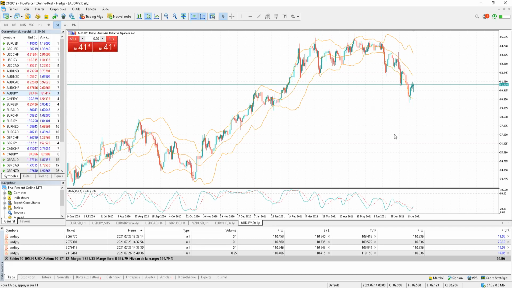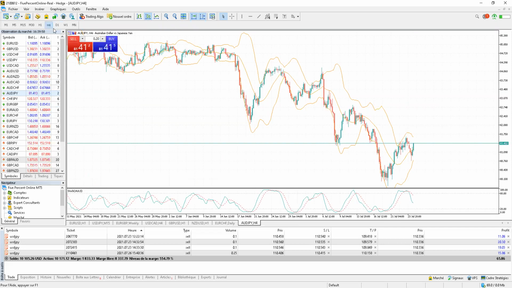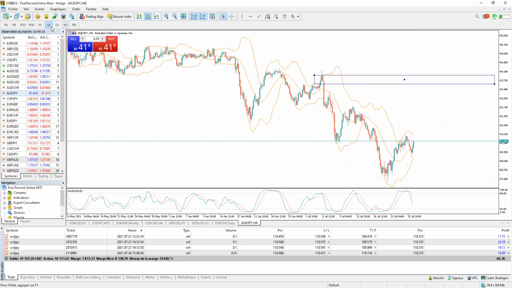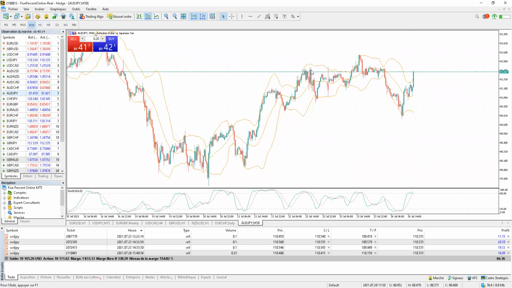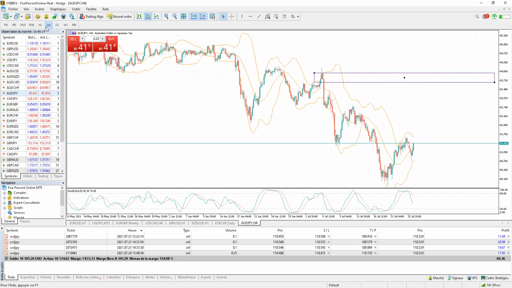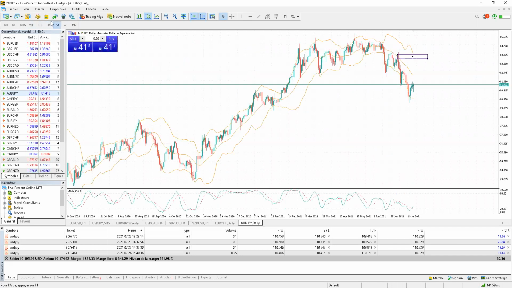Okay, so the trend is very bearish. On that pair it's very clear. So I will try to identify any supply level where I can enter the market. The highest one will be here. That will be the level. Actually, the best level to enter the market will be here.